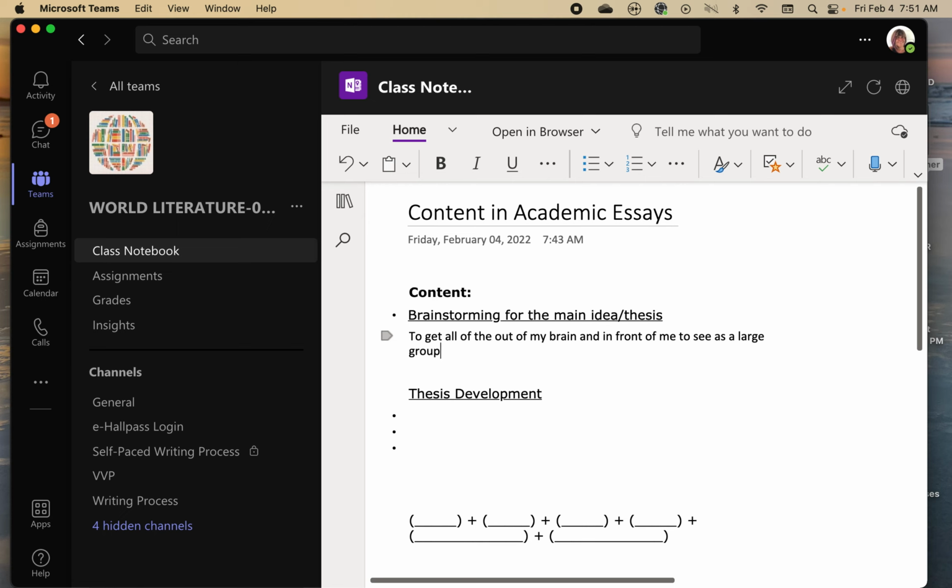Now, a thesis statement, for those of you who don't know, which you should all have heard that term many times over the past several years, a thesis statement is going to be the single statement. I'm going to put that right here for you. So it's a single sentence that answers the prompt. Okay, so it's a single statement or sentence that answers the prompt.